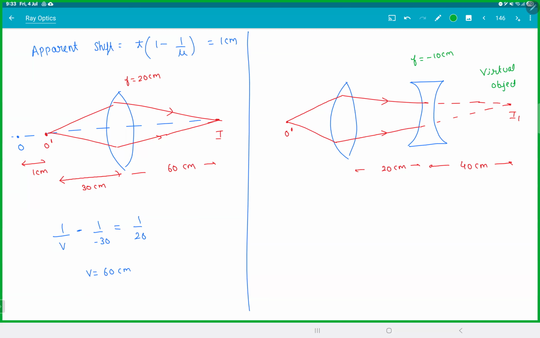Are you getting the meaning of this? That is the meaning of a virtual object. They're supposed to meet at I1, but you came and blocked in the middle. So the biconcave lens will think, okay, I1 is my object. So here the object distance will be plus 40 centimeters. Use the lens formula 1 by V minus 1 by U, and here F is negative, minus 10. How much is this? 1 by V equals minus 1 by 10 plus 1 by 40.